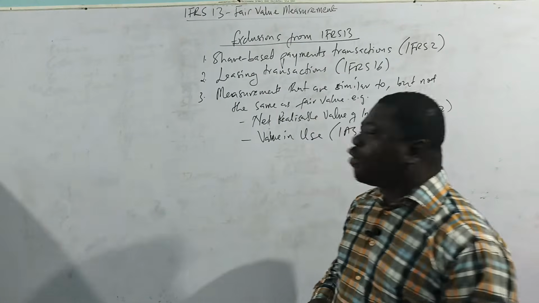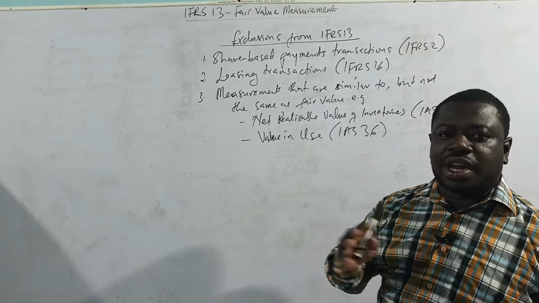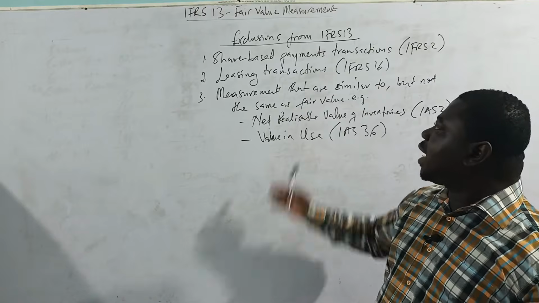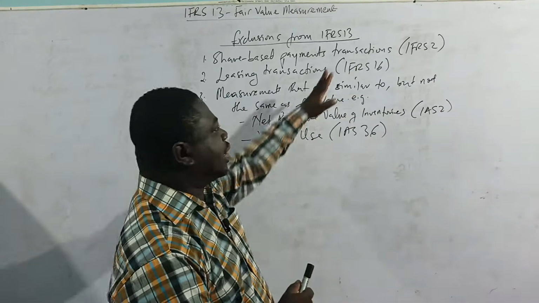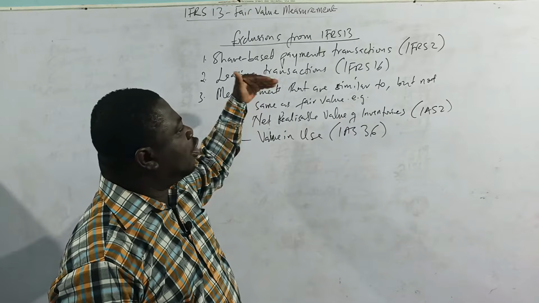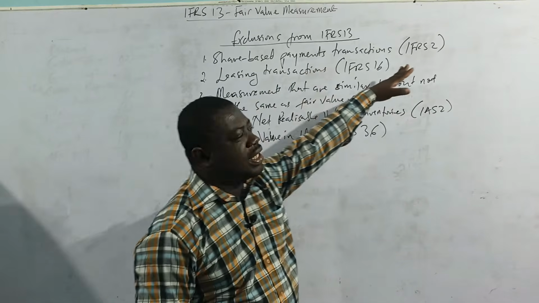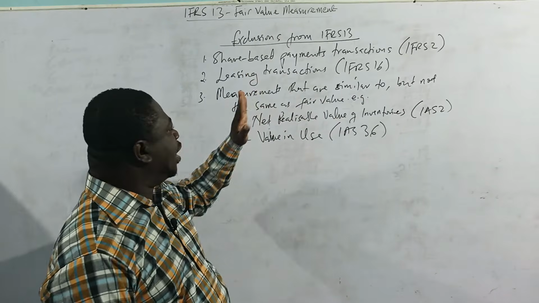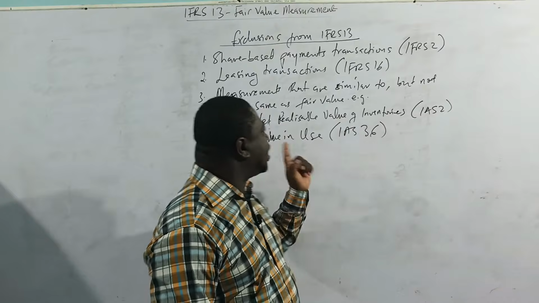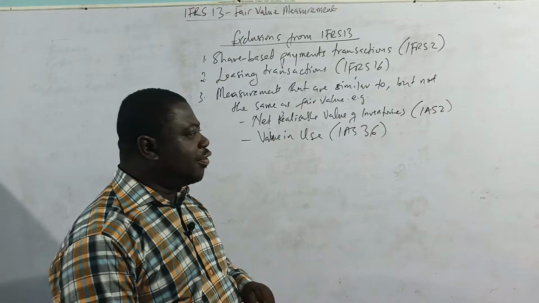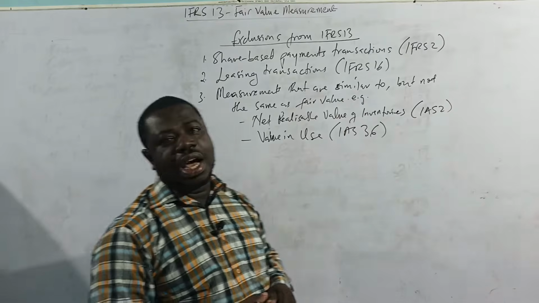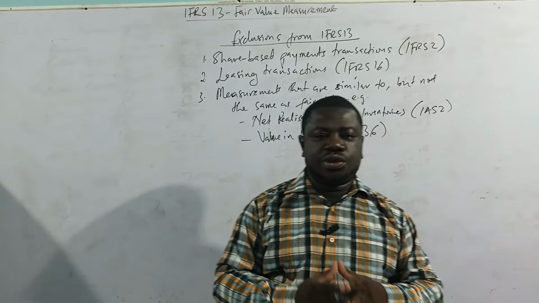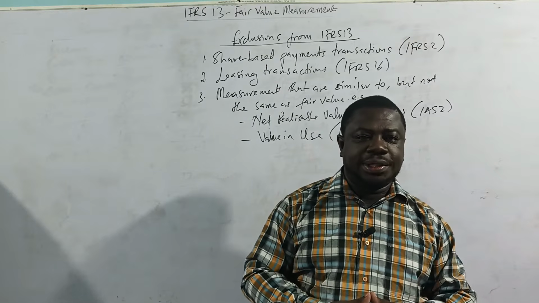So it means that if you are preparing or solving any question on IFRS 13 and you meet any of these things, it is not supposed to be part. These are exclusions. Share-based payment transactions, we don't do the fair value measurement of them, they are excluded from IFRS 13. That of leasing transactions is excluded. The measurements that are similar to but not the same as fair value, like NRV of inventories and then value in use according to IAS 36. So these are exclusions from the scope of IFRS 13.